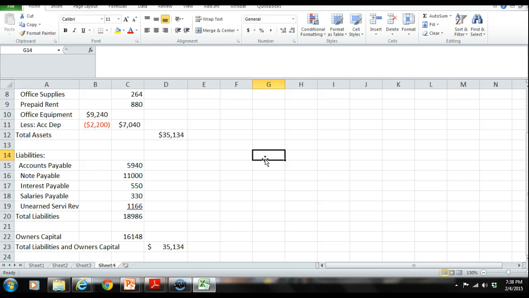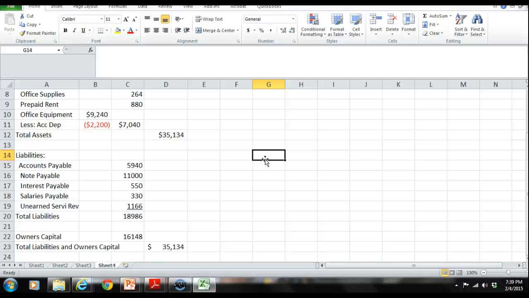Any questions on this? This really encompasses everything we did with Chapter 3. Does it make sense? Yes. So with the 7,040, that's just the office equipment minus the depreciation, right? It's the debit of the office equipment, adjusted with the accumulated depreciation, that gives us the new carrying balance.